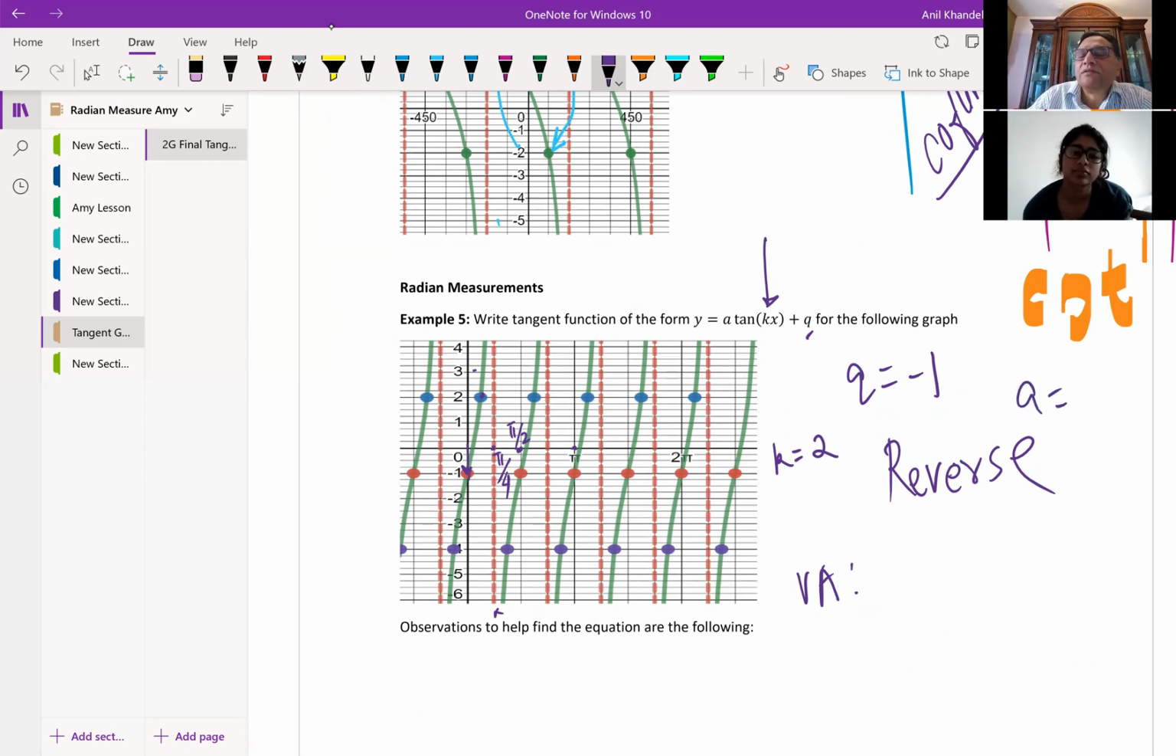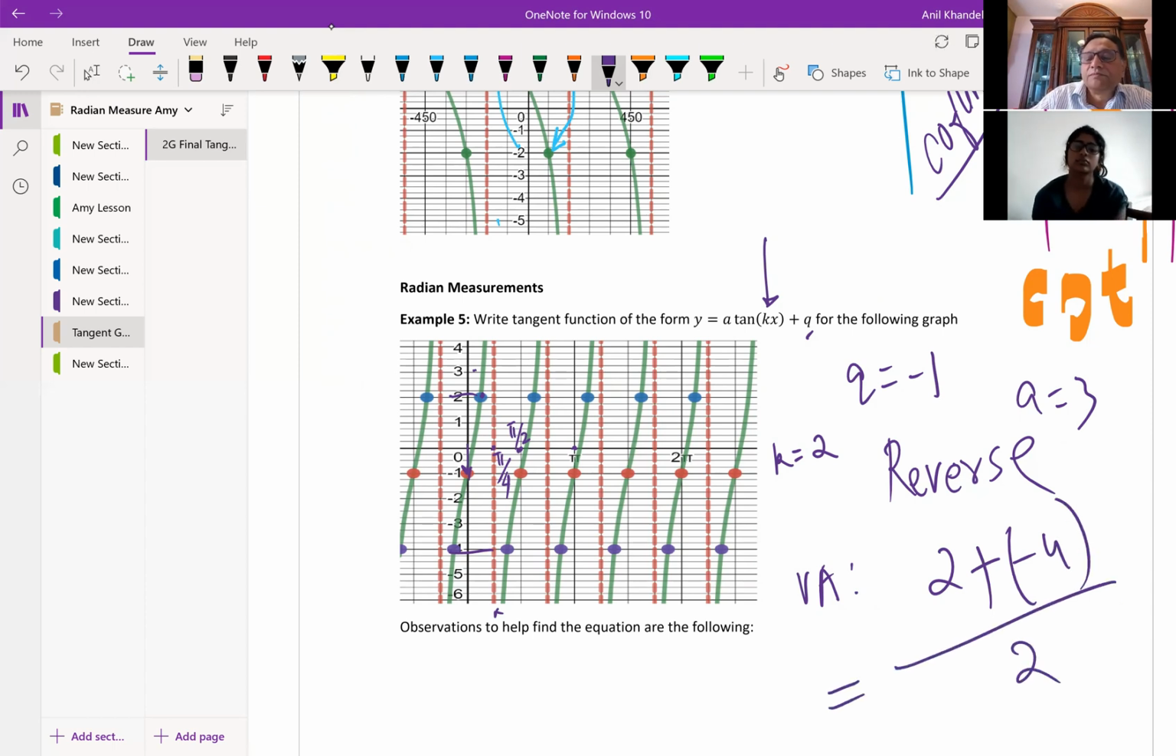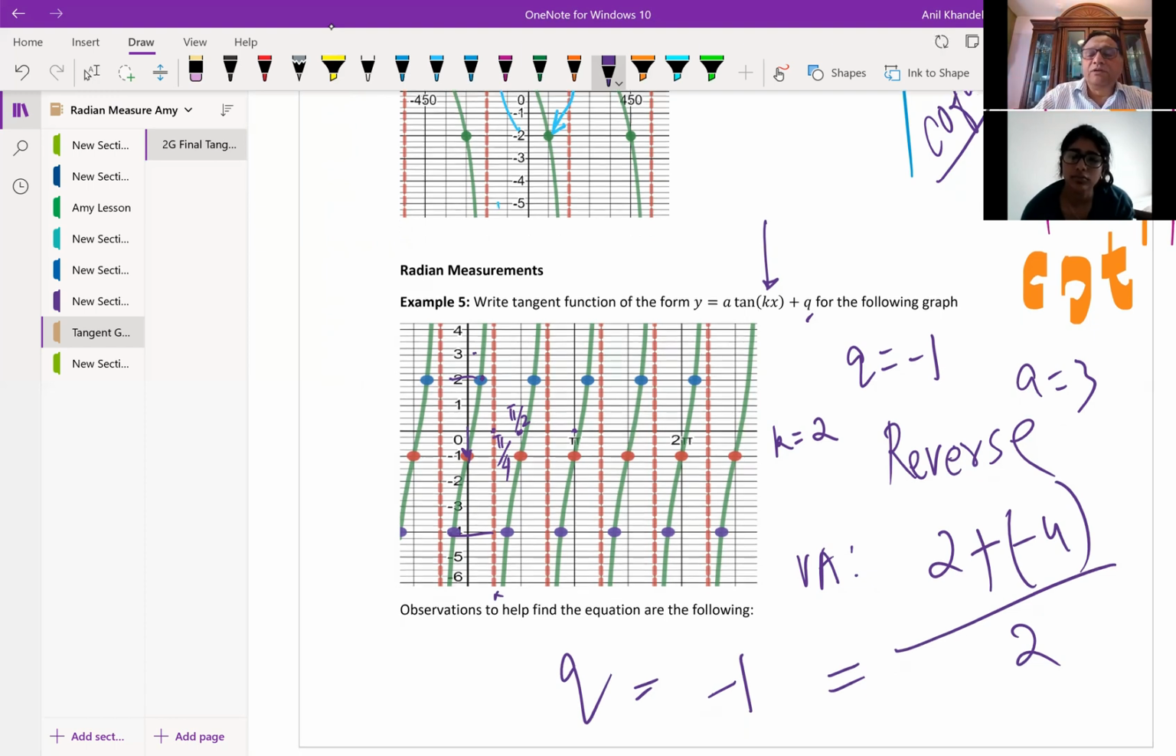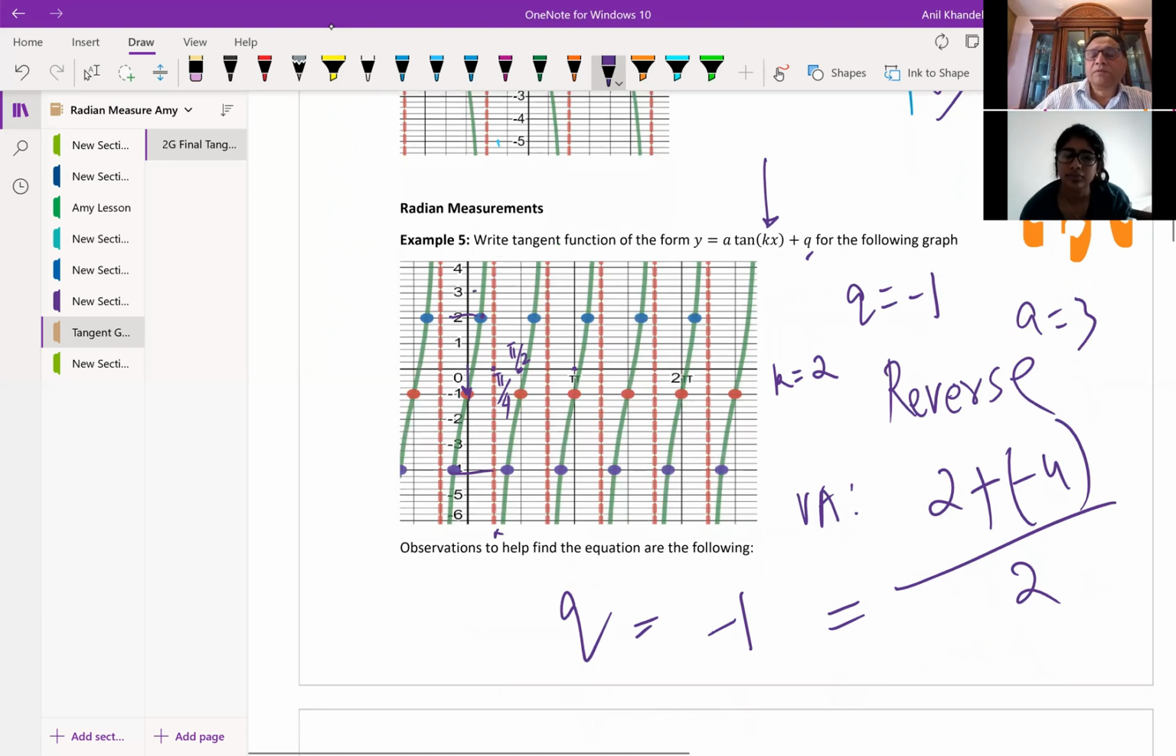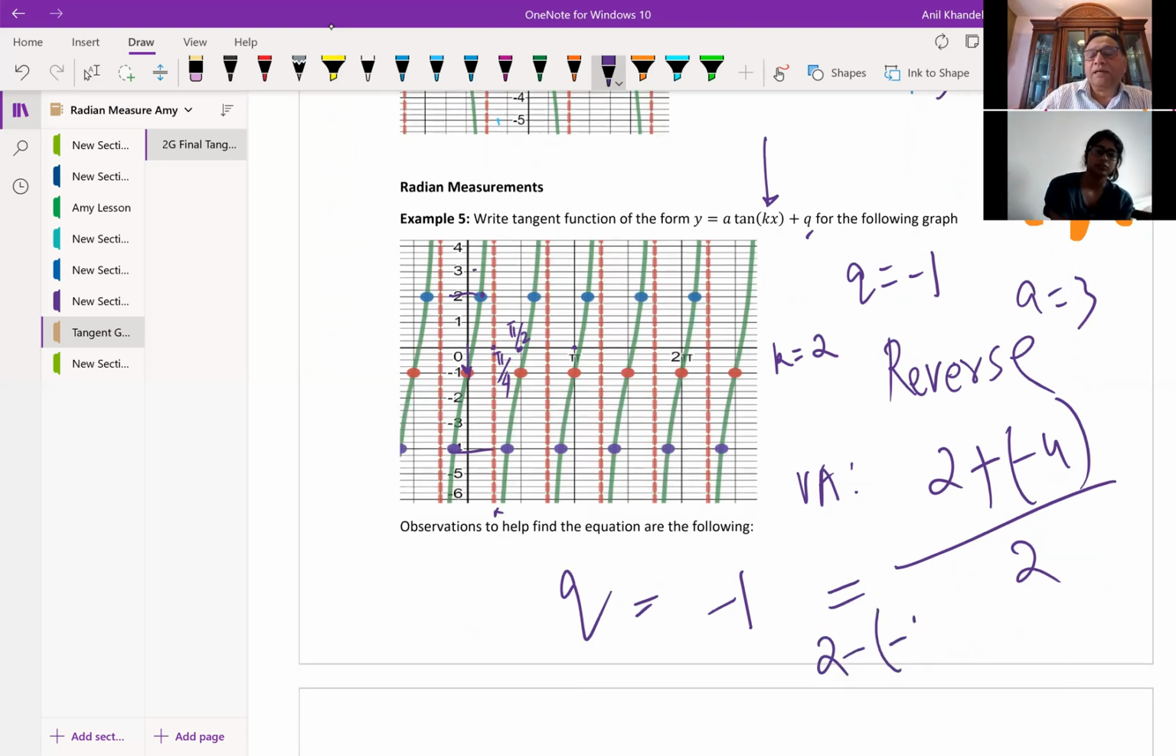The value of Q you can find by checking the two values and dividing by half. So 2 plus -4, divided by 2, is -1. And that is Q. Correct? And now from the value of Q, you can take the maximum value. Let me write down here, big and bold. Maximum is 2, right? Minus of -1 is 3. So you get the value of A. You get the idea.